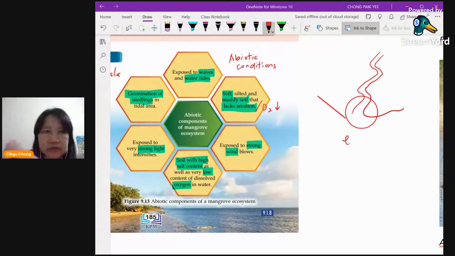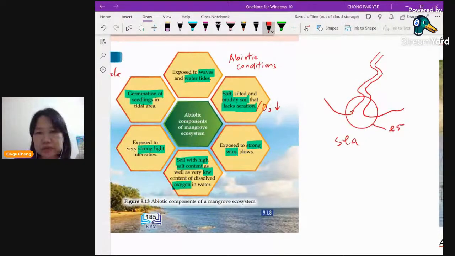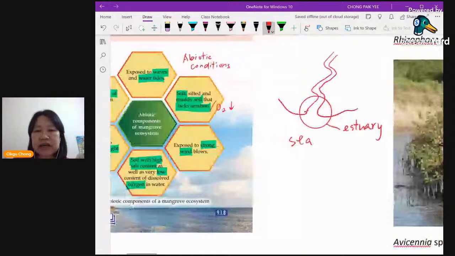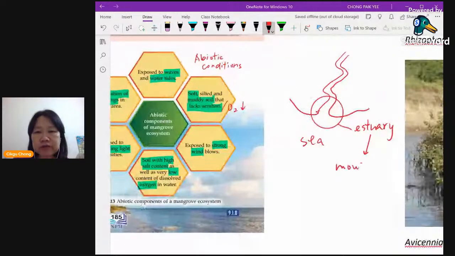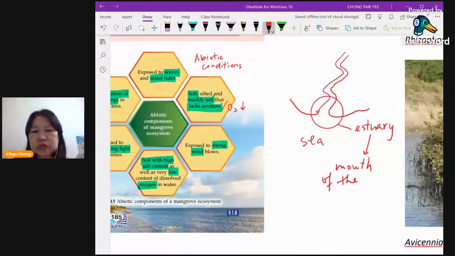Now this is the sea. So this is called the estuary. Kuala sungai. In BM, I think you're more used to the BM word. Kuala is the mouth of the river. So in other words, estuary means the mouth of the river, the place where the river meets the sea. So this is called the kuala sungai, mouth of the river.